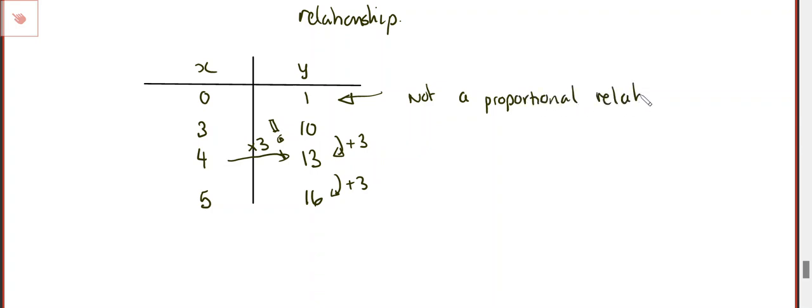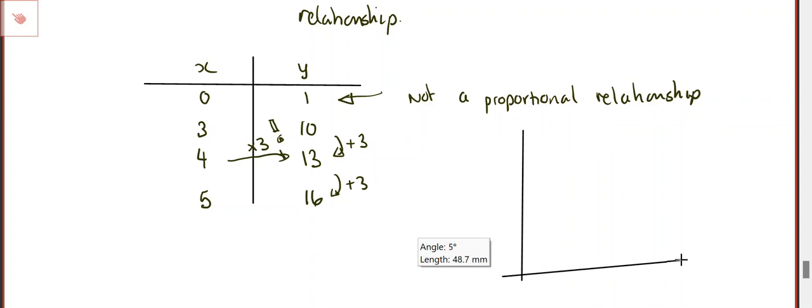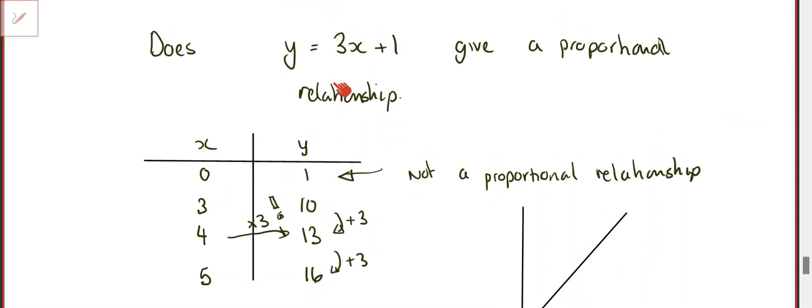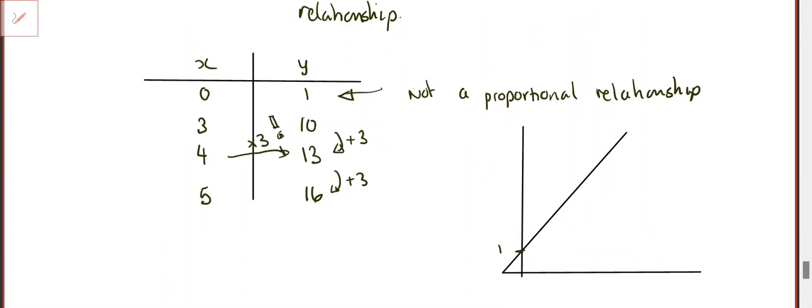On a graph, it would be a straight line. Exactly. It would look like this. It would go through 0, 1. Yeah, it would go through 1. Right? So, what that means is, for a proportional relationship, we can only have the multiplying bit. There's no plus 1, plus 2, or minus anything. Well done there.